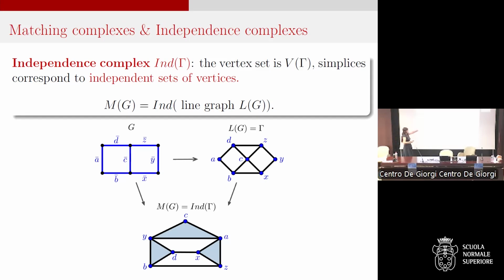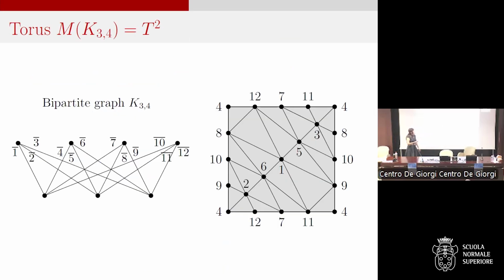If I have a graph G and I go to its matching complex, I have it directly, or I can go to the line graph of G and then go to its independence complex, and I'm going to get the same. A nice thing is that when I have a bipartite graph, its matching complex is just a torus.